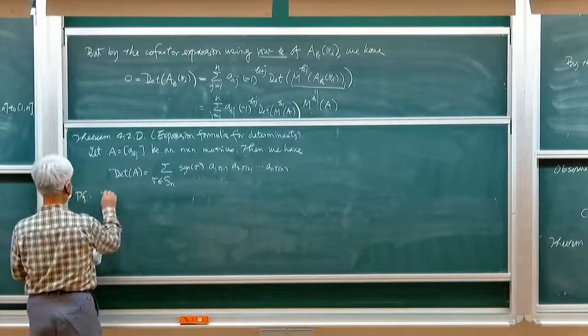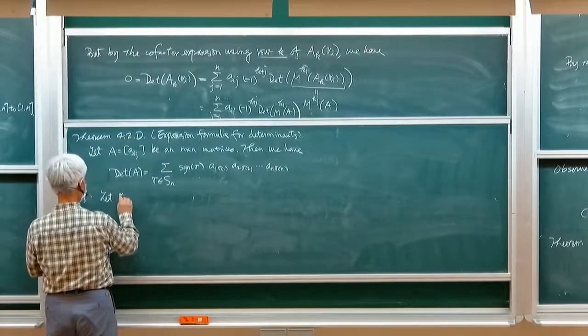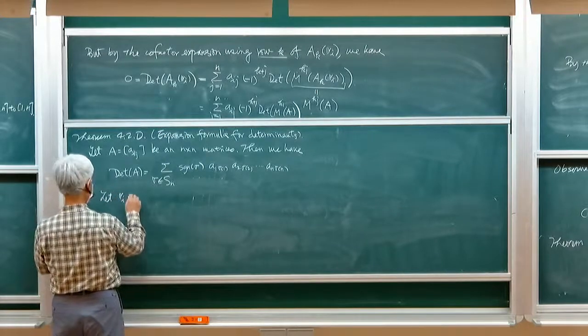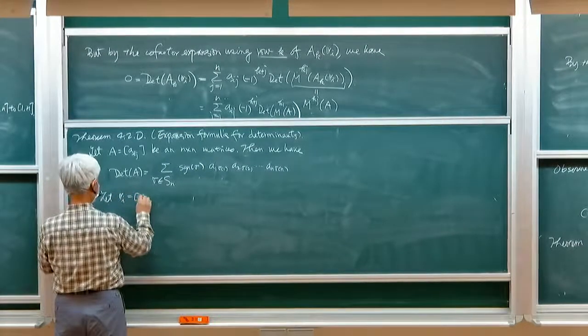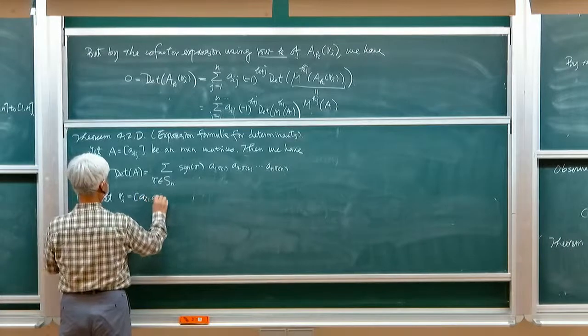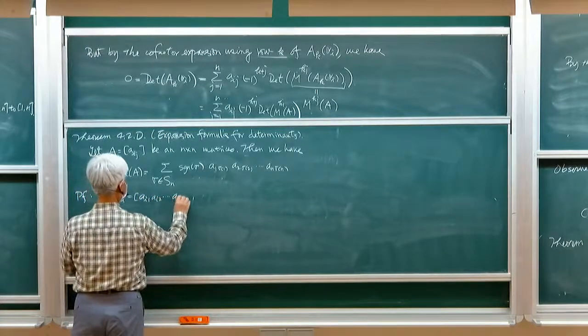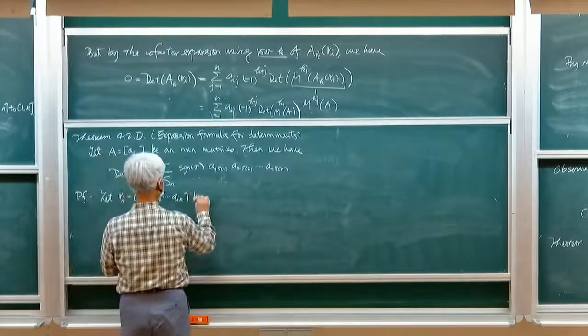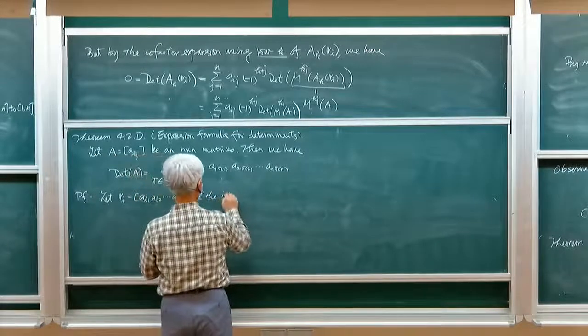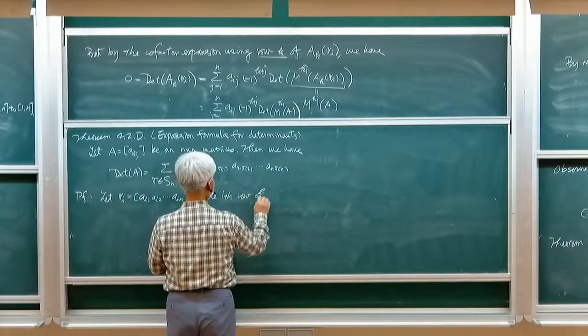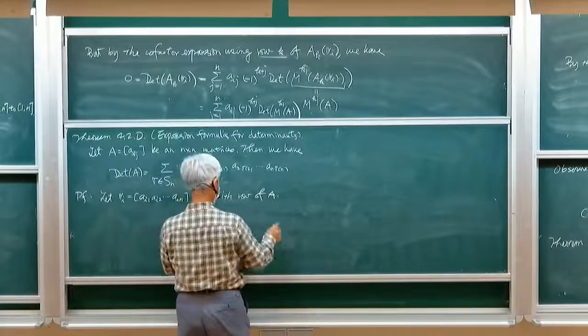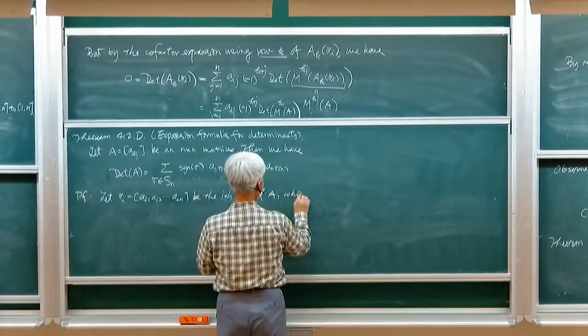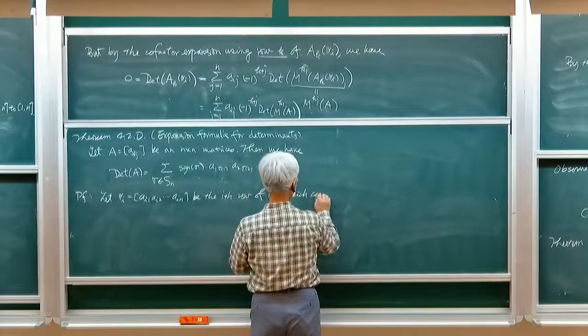So we look at the ith row of A. We know the ith row is A_{i1}, A_{i2}, up to A_{in}. Let it be the ith row of A, which can be represented.